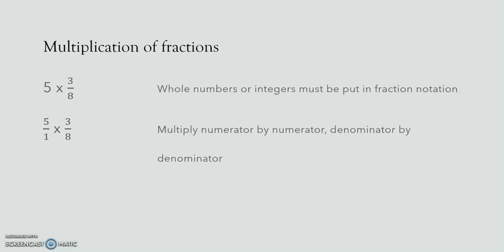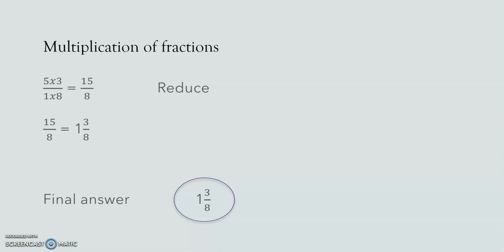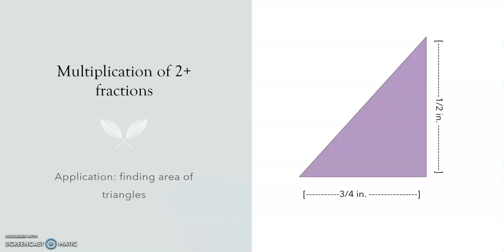We multiply our numerator by our numerator and denominator by denominator. And this gives us 5 times 3 equals 15. And then 1 times 8 equals 8 for our new denominator. And with this one, we can reduce or simplify. So we can take 8 whole things out of 15, which gives us 1 for a whole number. And we're left with 3/8 for our fraction. And our final answer is 1 3/8.